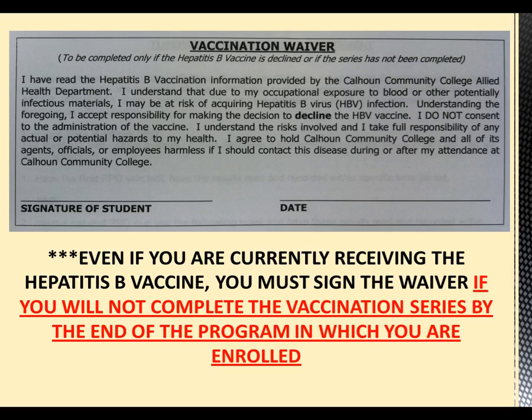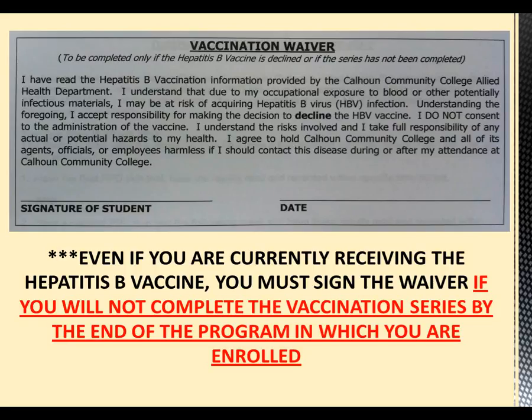And if we look on page number 4 in your gray health form, we get to the vaccination waiver. And you'll see where I've put in bold print down here that even if you're currently receiving the hepatitis B vaccine, you need to sign the waiver if you will not complete the vaccination series by the end of the program in which you're enrolled.